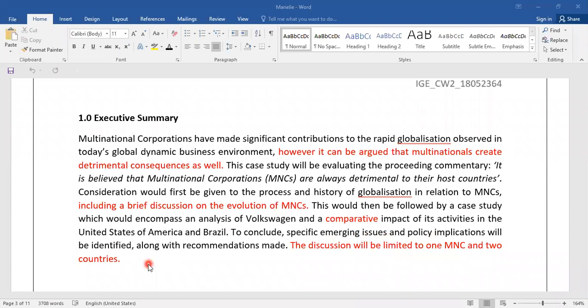And I added here the scope. The discussion will be limited to one MNC and two countries. This will be a very good executive summary. And one of the main problems, in fact, there are two problems. Students are not including the scope, and students are not giving a clear statement on the purpose of the report. What I'm going to do now is remove this and share the official brief so you understand how to write the purpose of the report.